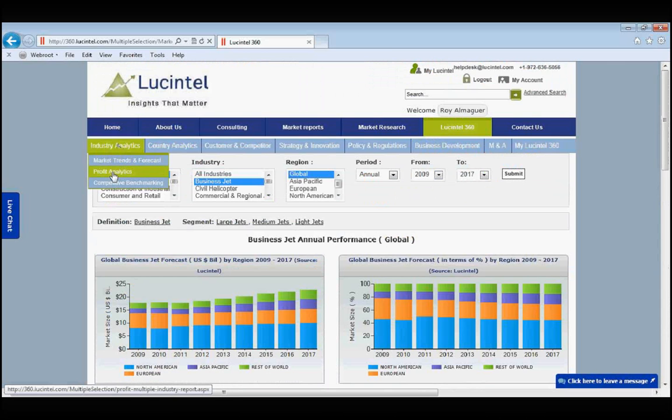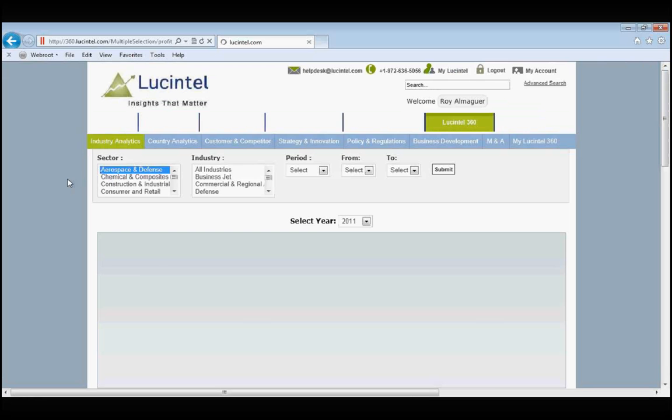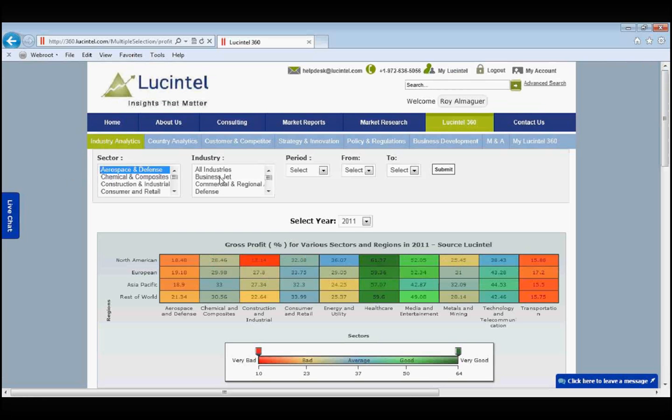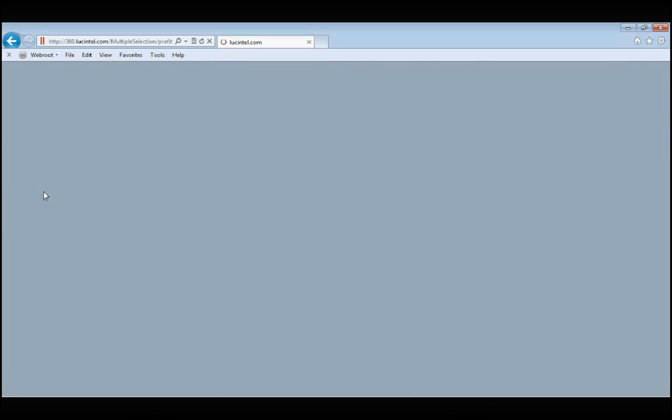Now, if we want to look at profit analytics, this type of information will give you detailed profit analysis in terms of cost structure, net profit, things of that nature. So we will go ahead and examine this again for the sake of argument under aerospace defense, under business jets. We'll take this on an annual level. We'll go from, let's say, 2007 to last year's data, 2012, and we'll execute this command. And again, this is a very easy and interactive tool.